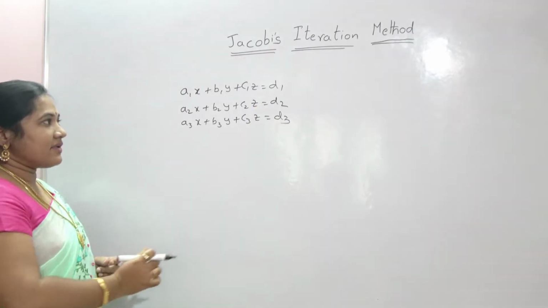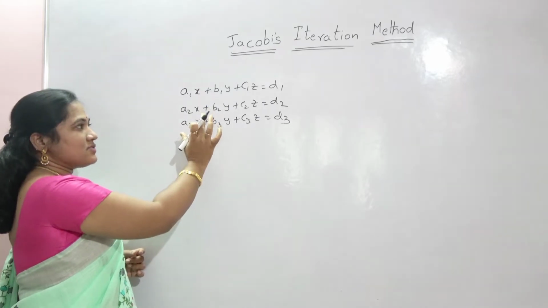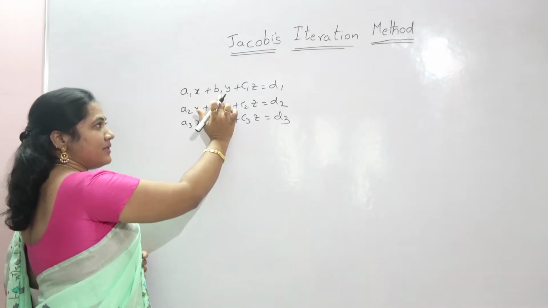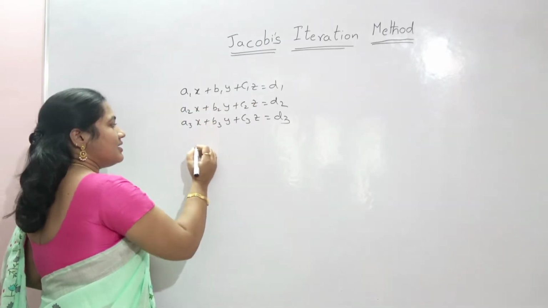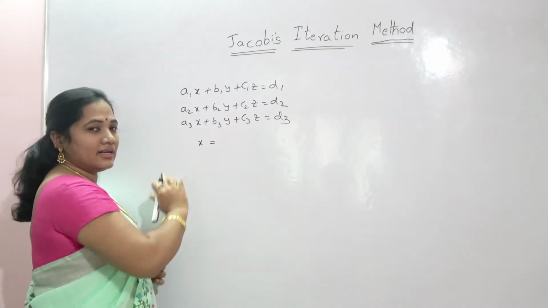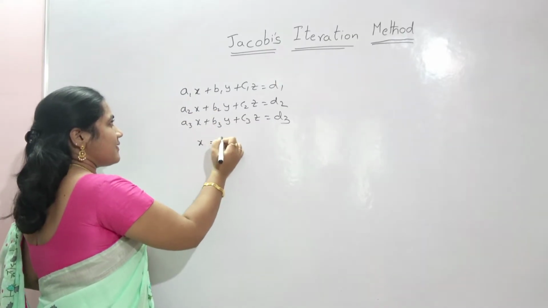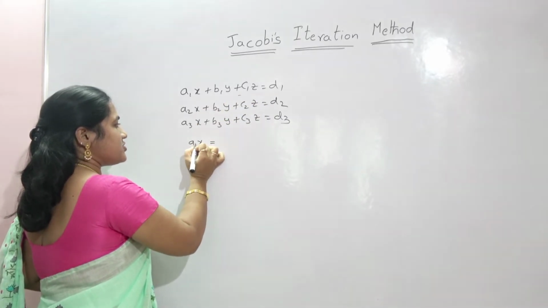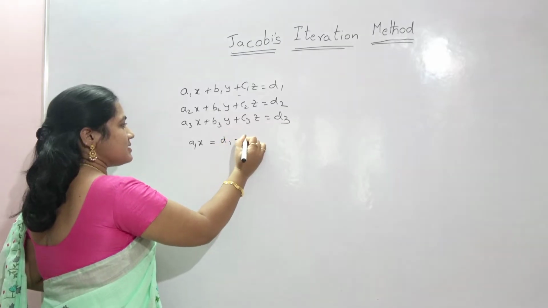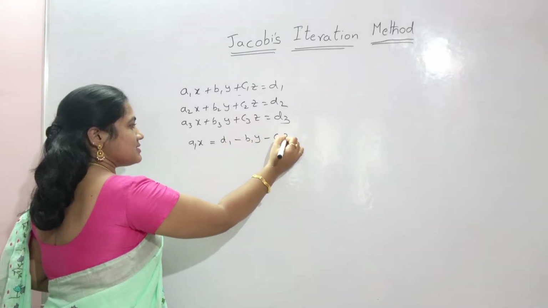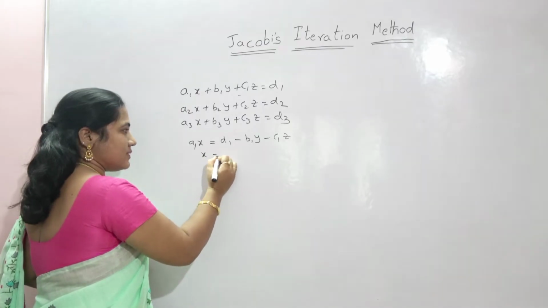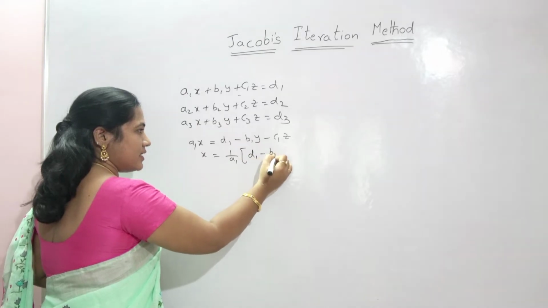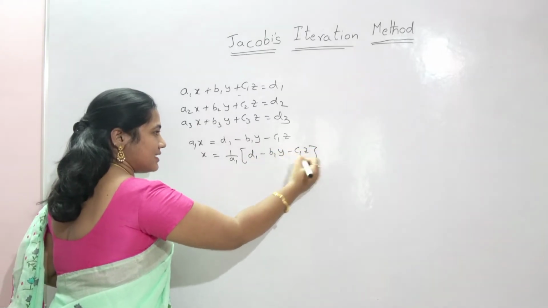First, write the equations in terms of x, y and z. If a1 is greater than b1 and c1, then write the first equation for x. Just rearrange this equation: a1x equals d1 minus b1y minus c1z, or x equals 1 by a1 times d1 minus b1y minus c1z.